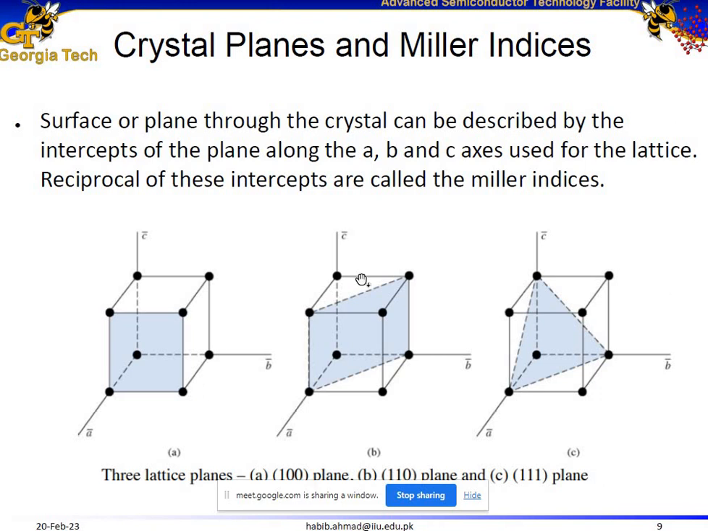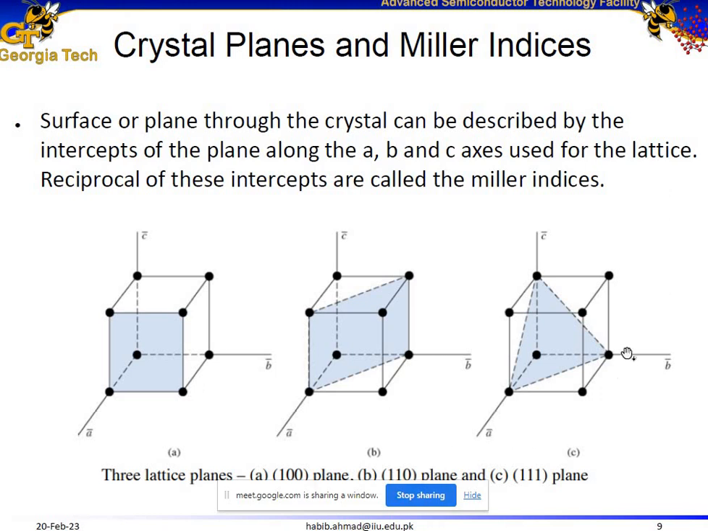And how about the reciprocals? What are the reciprocals for this? 1/1 is 1, then once again 1/1 is 1, and 1/infinity is 0. So 1, 1, 0 are actually the Miller indices. Miller indices are the reciprocal of the intercepting points. So this kind of plane can be represented by 1, 1, 0.